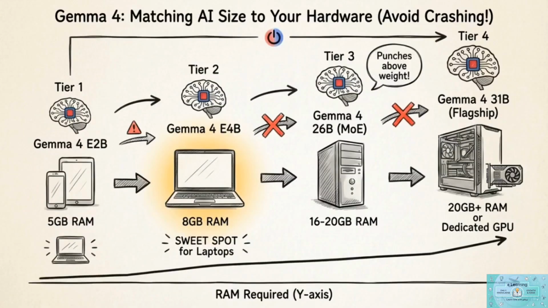This chart outlines the Gemma 4 family. Because you are using your own hardware, you have to match the model size to your system's memory to avoid crashing. You have the lightweight E2B at 5 GB of RAM, the E4B at 8 GB, the 26 billion model, and the 31 billion flagship. For most modern laptops, the E4B is the sweet spot, running smoothly on standard memory.